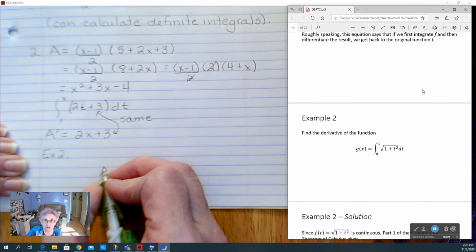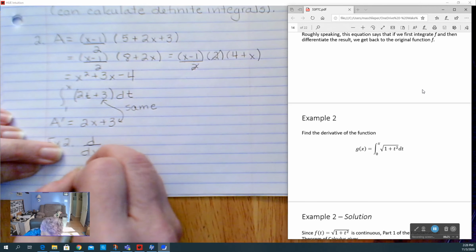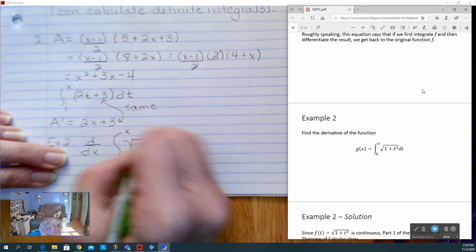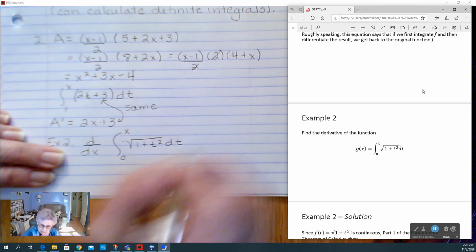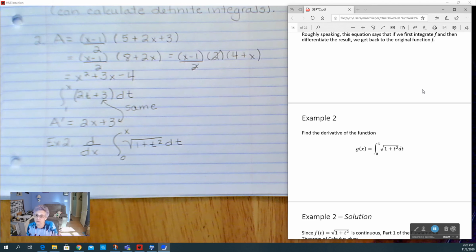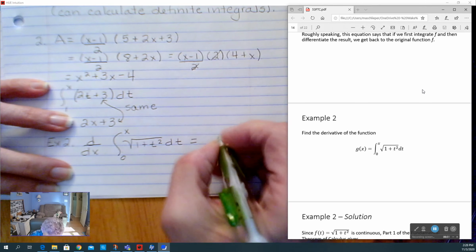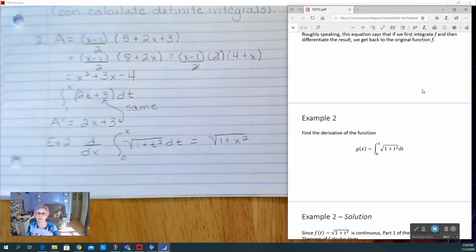It asks to find the derivative of the function. So I'm looking for the derivative with respect to x of the integral from 0 to x of the square root of 1 plus t squared dt. Now, I don't know the antiderivative or how to integrate square root of 1 plus t squared, but since I'm taking the derivative of the integral, all I have to do is replace that t with an x squared. Easy peasy.